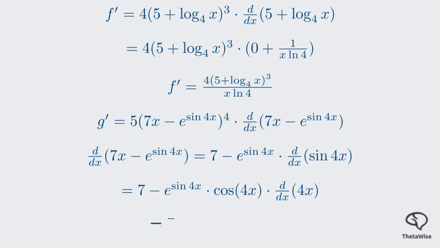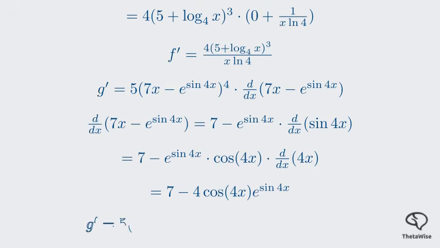The derivative of 7x is 7. For the second part, we need the derivative of e to the power of sine 4x, which is e to the power of sine 4x times the derivative of the exponent. The derivative of sine 4x is cosine 4x times the derivative of 4x, which is 4. So g prime is 5 times the second term to the power of 4 times the derivative we just calculated.